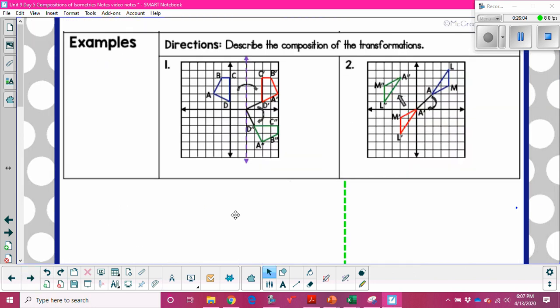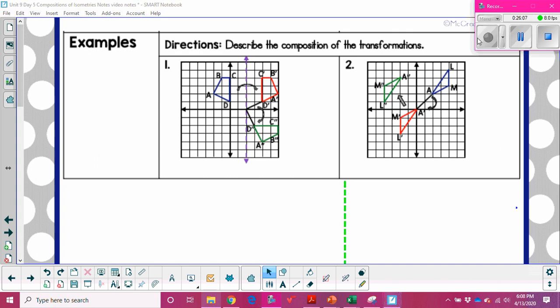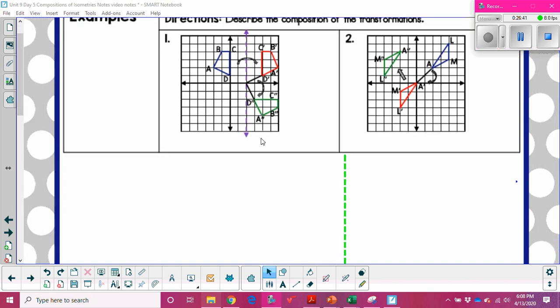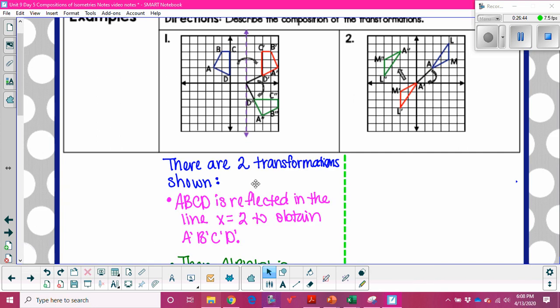Looking at these two. Here we need to describe the composition of the transformations. We know that the blue figure, A, B, C, D, is our pre-image. That is our very first image. So what do we do to that to obtain A prime, B prime, C prime, D prime? And then what do we do to A prime, B prime, C prime, D prime to get A2 prime, B2 prime, C2 prime, D2 prime? How do we go from the blue to the red and then the red to the green? How many transformations is that? Okay, it is two transformations. There are two transformations shown here.